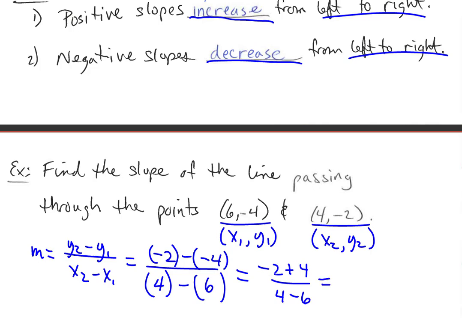In the numerator, we have negative 2 plus 4. That's really just 2. In the denominator, we have 4 minus 6. That's negative 2. And of course, 2 over negative 2 will reduce to negative 1, which would then be our overall result for our slope. You can write it as negative 1 over 1, but there's really no need. That's simply negative 1, and we can leave it as that.